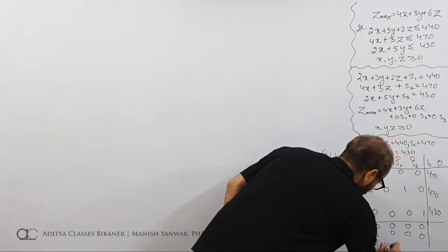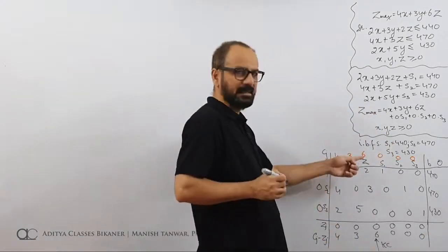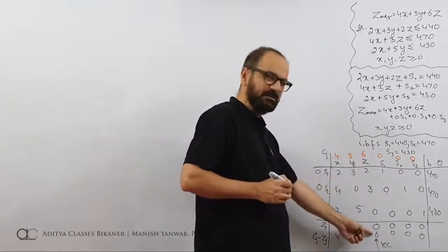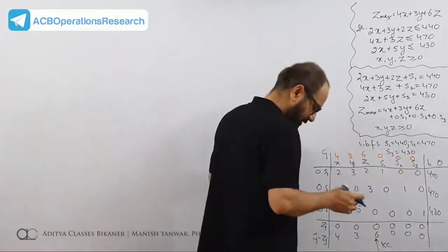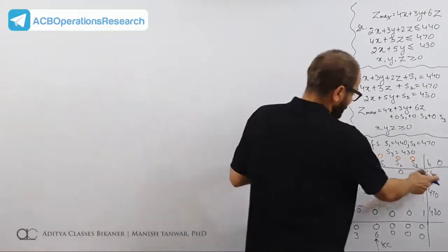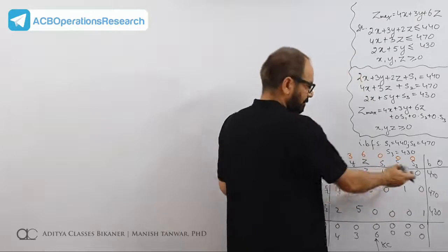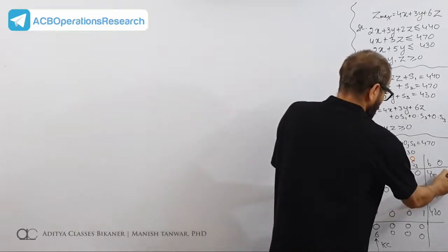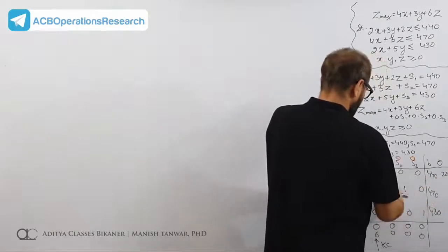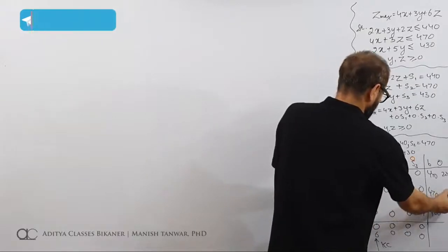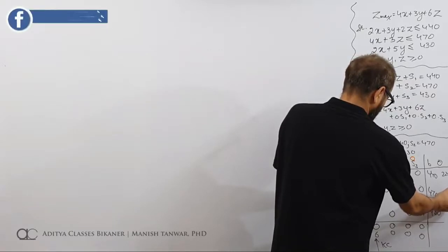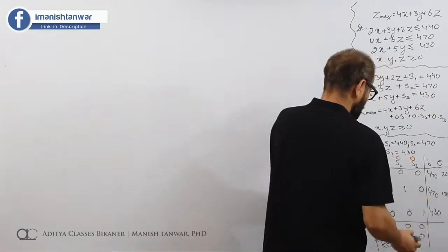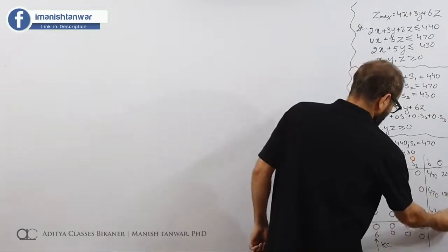So I have my key column as Z. Z is my incoming variable because it is the most positive. And then in theta I need to check for the least positive. How do we check for theta values? Theta values will be 440 divided by key column. 440 divided by 2, that is 220. 470 divided by 3, it will be 156.66. Then 430 divided by 0 is infinite.